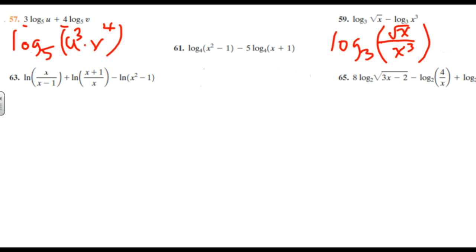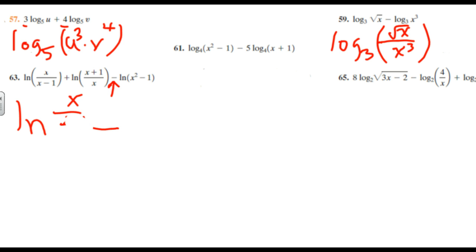All right, in number 63, taking a look at this one, I've got the natural log, but this time I've got three natural logs. So when I condense, I'm going to condense into a single log. There's one log that's being subtracted, so I know there will be a fraction in the final answer. On the top, I'm going to go x over x minus 1.